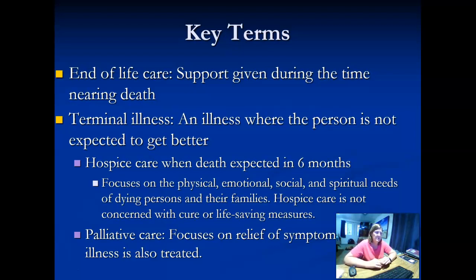Now, hospice care is when death is expected within 6 months. So they have that terminal illness, and we're expecting them to die probably within a 6-month window. And there's no absolute on that. The doctors don't know exactly when a person's going to die, if it's going to be weeks or months. But when they think the person is probably in the last 6 months of life, they may order hospice care. Now, hospice care is not concerned with life-saving measures. Hospice care is going to focus on the physical, emotional, social, and spiritual needs of that person to help them die with quality and with dignity. And they're going to help that person with the emotional aspects of it and the family as well.